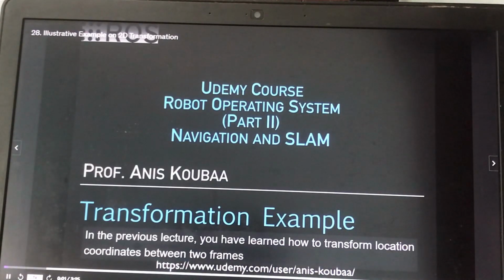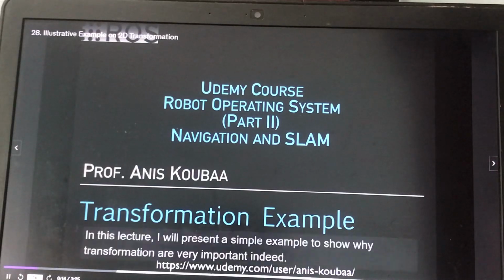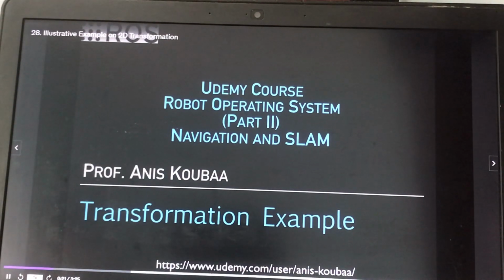In the previous lecture, you have learned how to transform location coordinates between two frames that are shifted by a translation and a rotation. But you may ask why this is useful and in which context we need it. In this lecture, I will present a simple example to show why transformations are very important indeed. Let us get started.